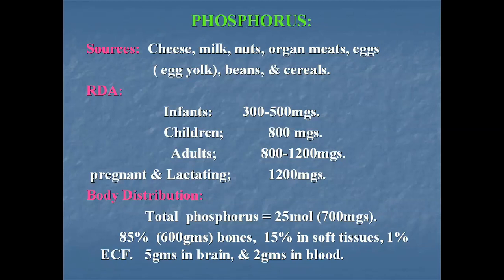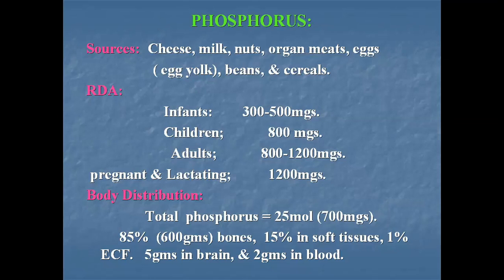Recommended daily allowances. The daily recommendation of phosphorus in infants is 300 to 500 milligrams, in children 800 milligrams, in adults 800 to 1200 milligrams, and pregnant and lactating women require 1200 milligrams.